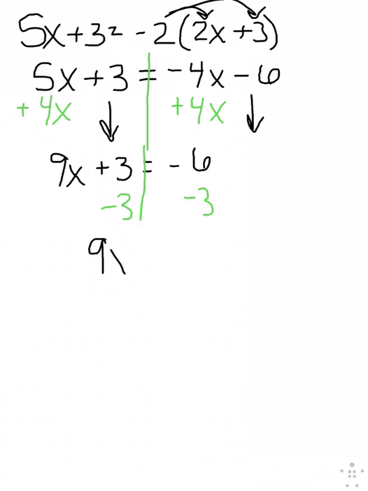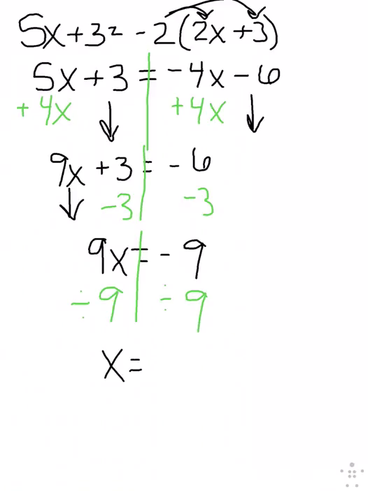I bring down the 9x. Negative 6 minus 3 is negative 9. Our last step, when we have two numbers left, is to divide, in this case dividing by 9. And we get x equals negative 1. X equals negative 1 is a one solution problem. That is what we were looking for in number 3, and so the answer is C.